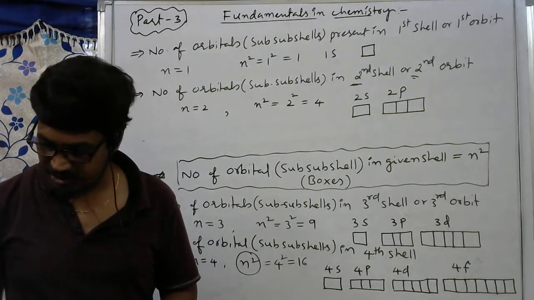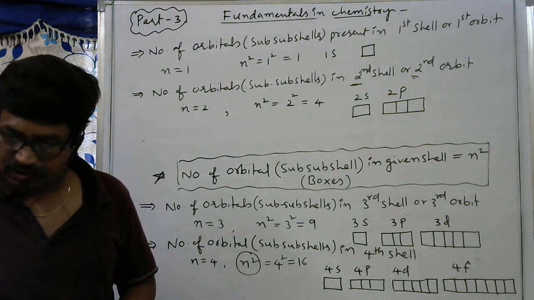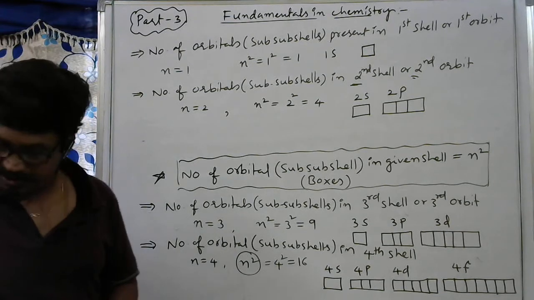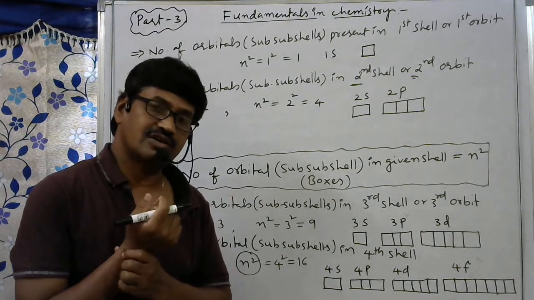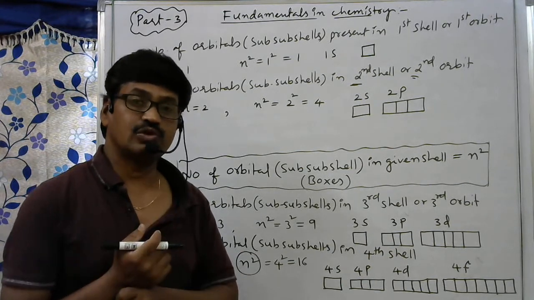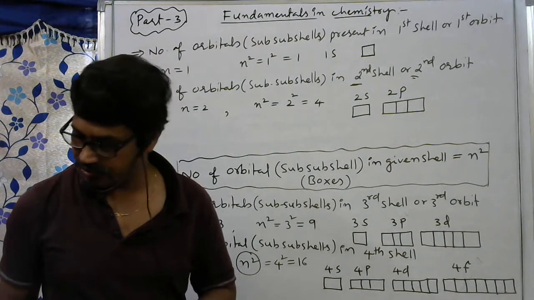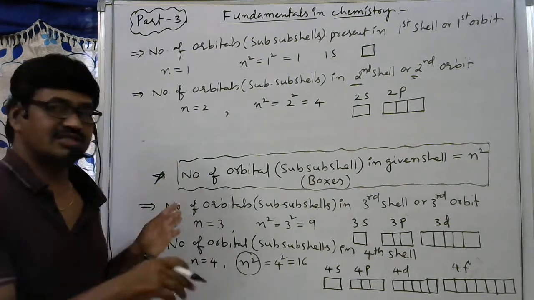This formula is also important. Then we have one more formula, that is the maximum number of electrons. Maximum number of electrons present in a given shell is equal to 2n square. That formula also we have to remember. All these are useful further on. You have to remember these things.